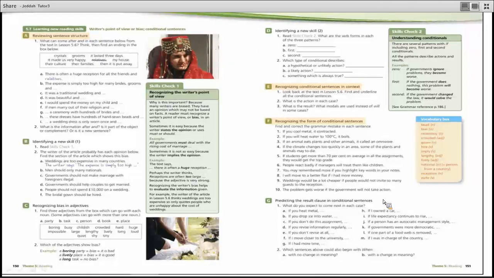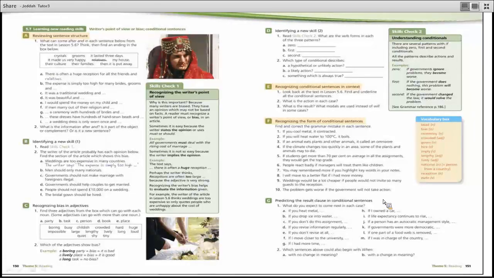Yeah, yes, that's correct. If the climate changes too quickly in an area, some of the plants and animals may to die. This is what? This is also zero, yes. If the climate changes too quickly in an area, some of the plants and animals may die.